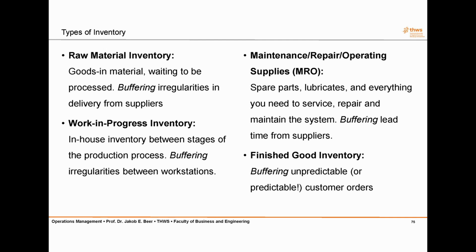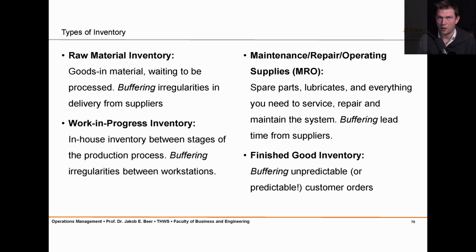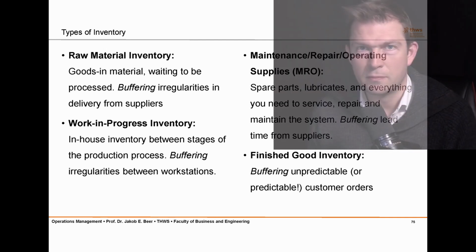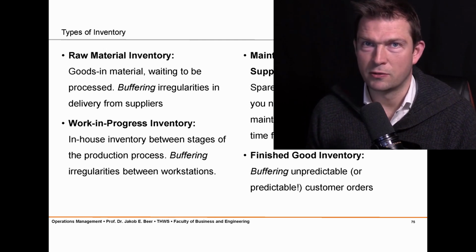We also have maintenance, repair, and operating supplies, commonly referred to as MRO inventory. This category includes spare parts, lubricants, and tools needed to keep the system running smoothly. Having MRO supplies readily available buffers lead times from suppliers and ensures your operations can continue without significant downtime. Don't underestimate this type of inventory.